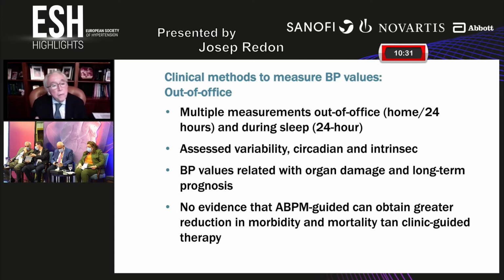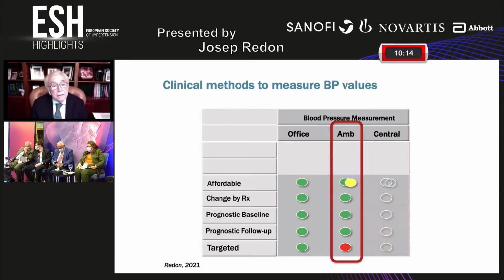But we arrive at the last point that I raised before: there is no evidence that ambulatory or home blood pressure-guided therapy can obtain a greater reduction in morbidity and mortality than clinic-guided therapy. Then we have this. It's affordable in many places, but not in others. For this, I put a yellow one. It changes with treatment and has prognostic value, but it has not been targeted.